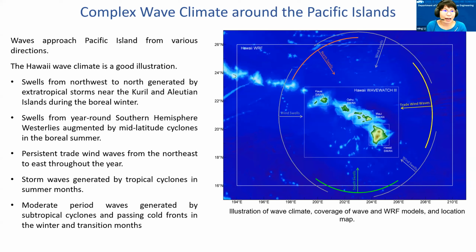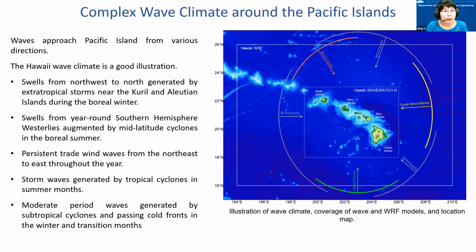And in the storm season, we have storm waves from very different directions. Also, passing subtropical cyclones and cold fronts can generate strong wind to bring big waves to the islands. For other Pacific islands, the wave conditions can be similar or slightly different, and they may have very complex wave conditions too.